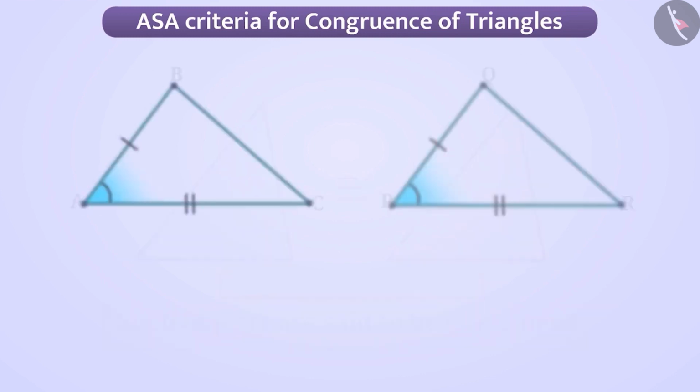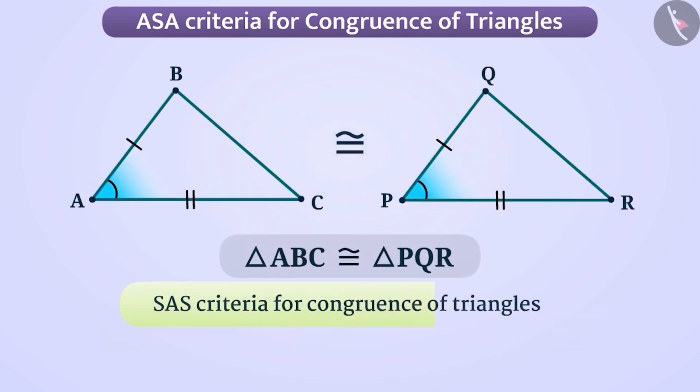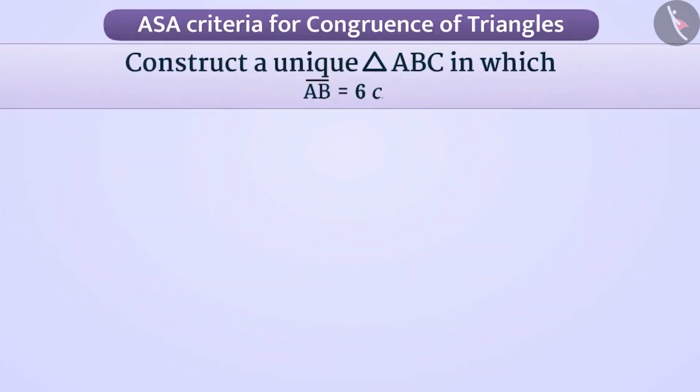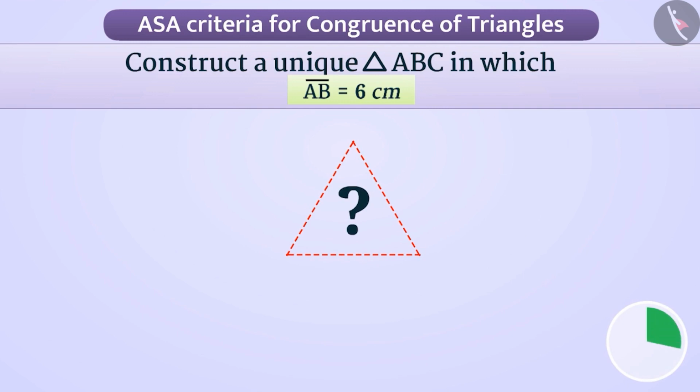In the previous video, we learned the SAS congruence criteria of triangles. Now we will understand the ASA criteria for congruence of triangles. Suppose we have to draw triangle ABC. If you are given the length of the side AB as 6 cm, will you be able to draw a unique triangle ABC using the length of only one side? Think for a while.